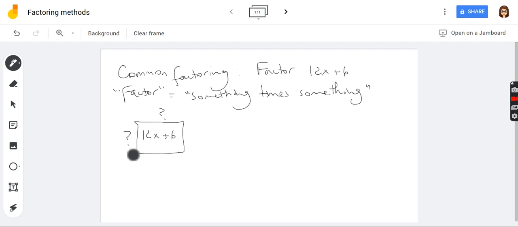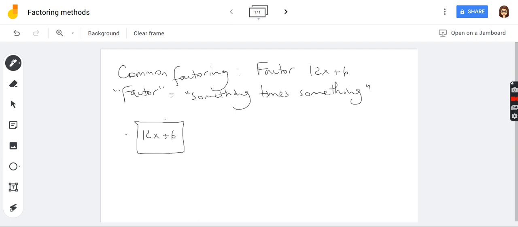So try some numbers. Let me take out these question marks. I could have a width of 2. Well, if I had a width of 1, then the other one is just 12x plus 6, so it's not a really interesting product. So let me just take that out, to find a number that's a little more interesting.